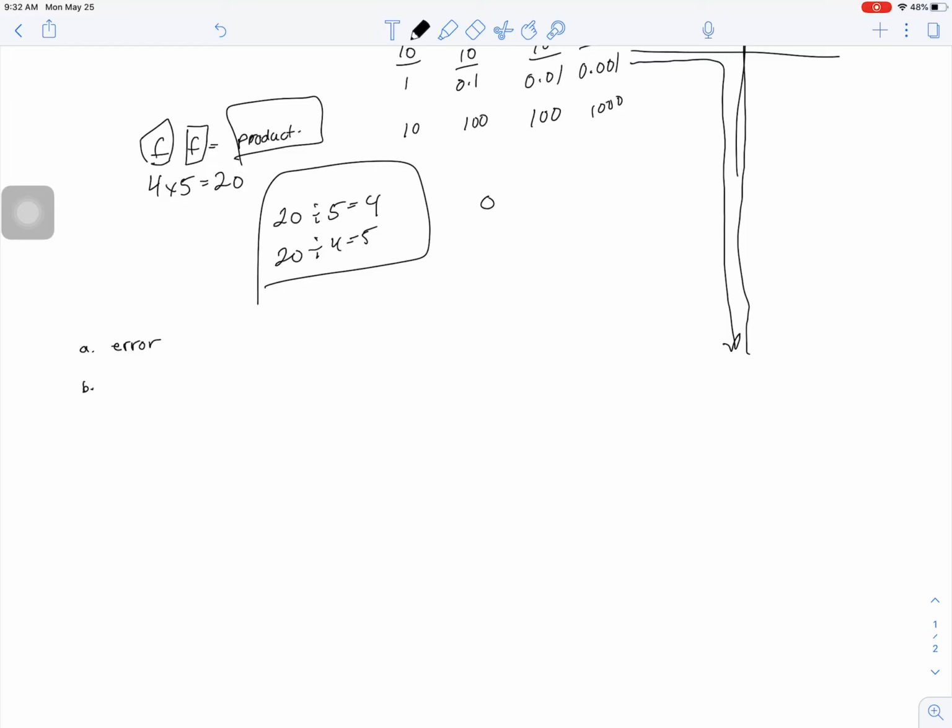So B says, if we attempt to form two division facts for the multiplication fact 5 times 0 equals 0, one of the arrangements is not a fact. Which arrangement is not a fact? So if you look at this, you have 5 times 0 equals 0. That works. If you have 0 times 5 equals 0, that works. If you have 0 divided by 0, that cannot work. That's going to be an error, right? 5 divided by 0 does work. It's still 0.